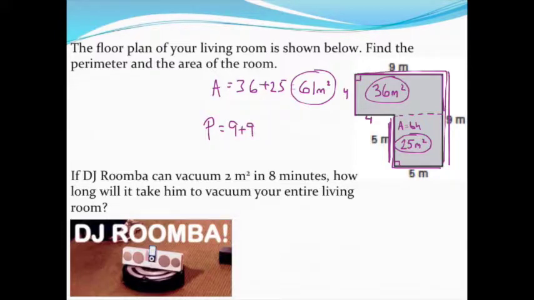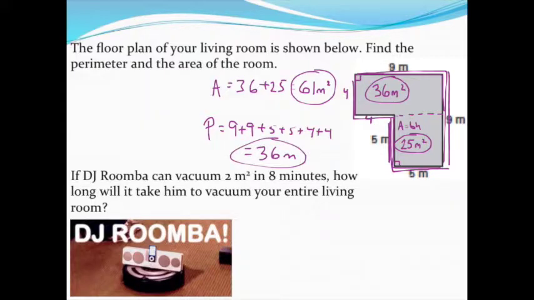So 9 plus 9. Continuing around the figure, I've got a 5 and a 5 right there, so let's add 2 more 5s. And then wrapping all the way around, I've got a 4 and a 4 to finish out the figure. So there were 6 sides to my living room, so I should make sure I'm adding up 6 numbers. Adding all those values together gets me a perimeter of 36 meters around this figure.